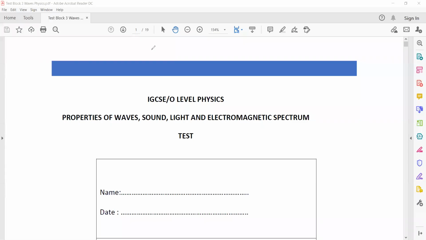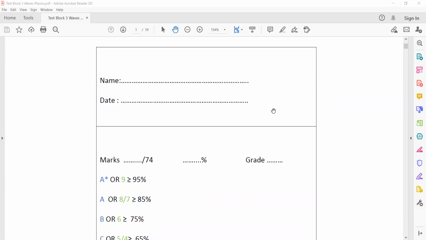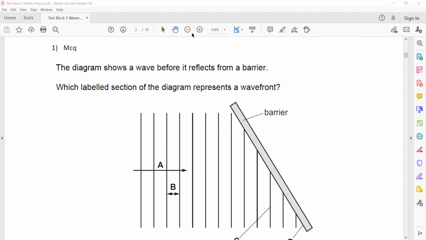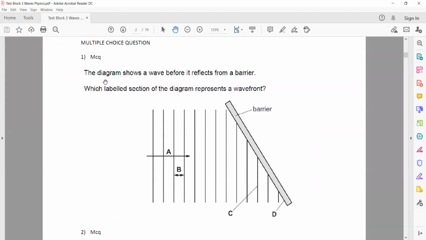This was the last test of block 3 about the waves. So in the first question, the diagram shows a wave before it reflects from a barrier. Which label of the section in the diagram represents a wavefront?